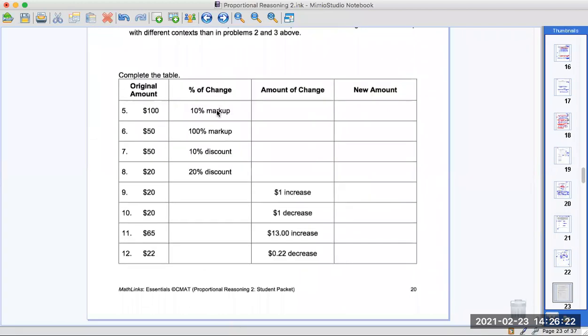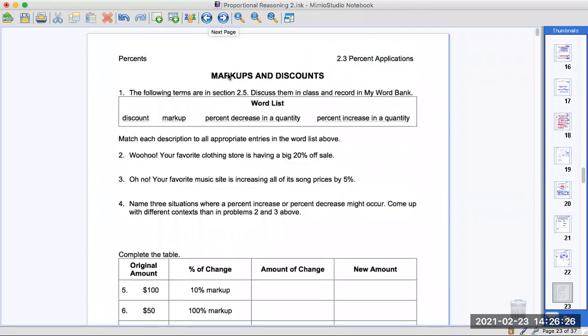Okay. Next page is page 20, and it's now talking about markups and discounts. And on the very first page, when we did vocabulary words, I already explained what those words mean. So it does help to study those words when you do your vocabulary puzzle.